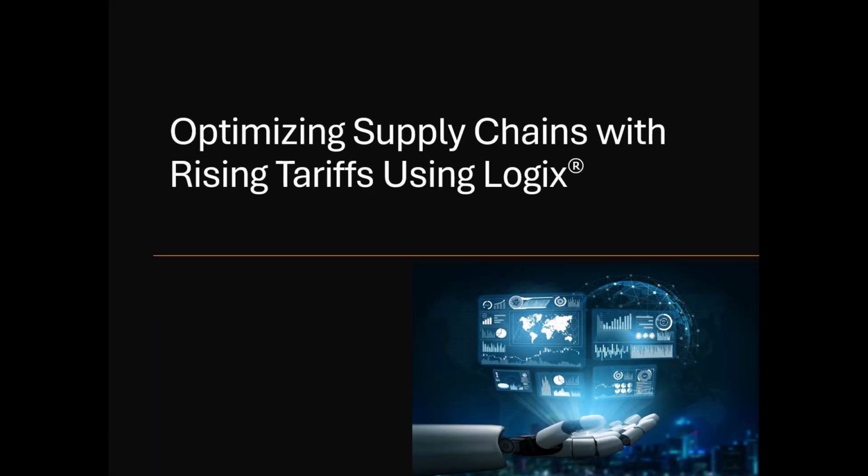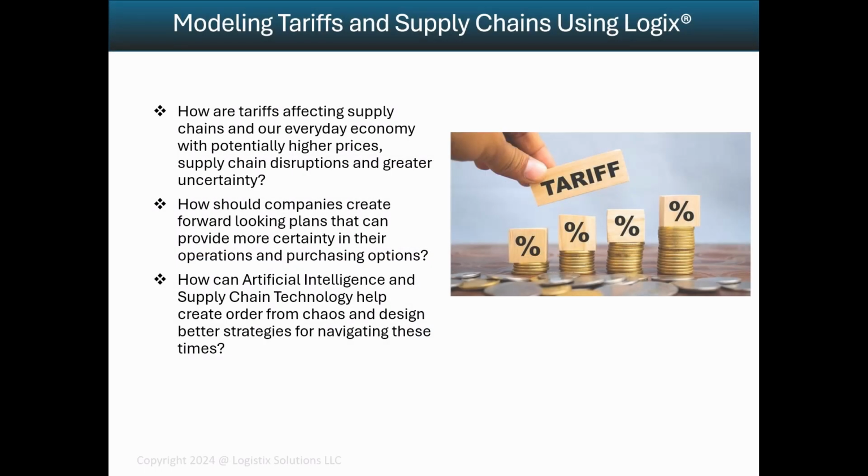Today's news is focused on tariffs and how they can affect supply chains and our everyday economy with potentially higher prices, supply chain disruptions, and greater uncertainty. Whether it's the threat of 10% tariffs or 100%, companies need to create forward-looking plans that can provide more certainty in their operations and purchasing options.